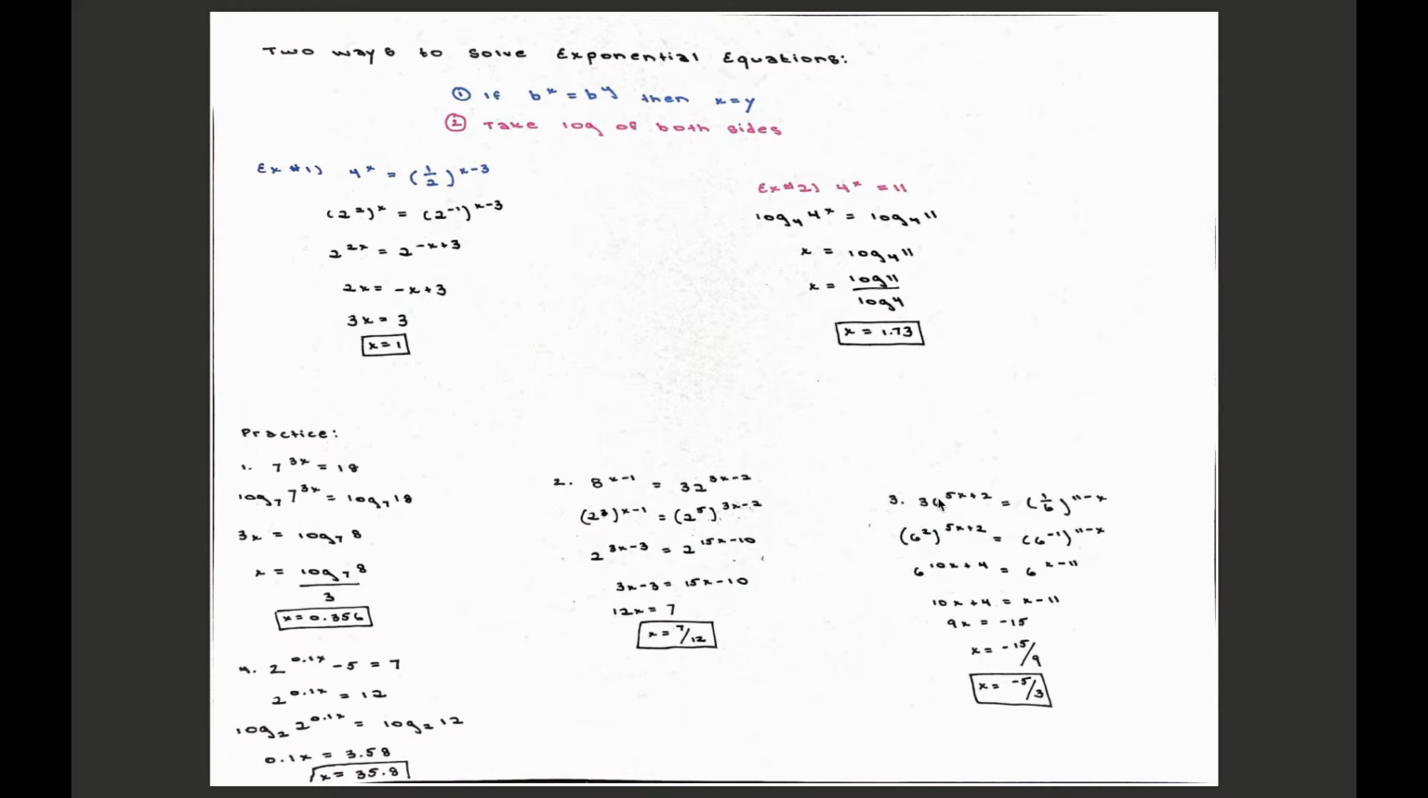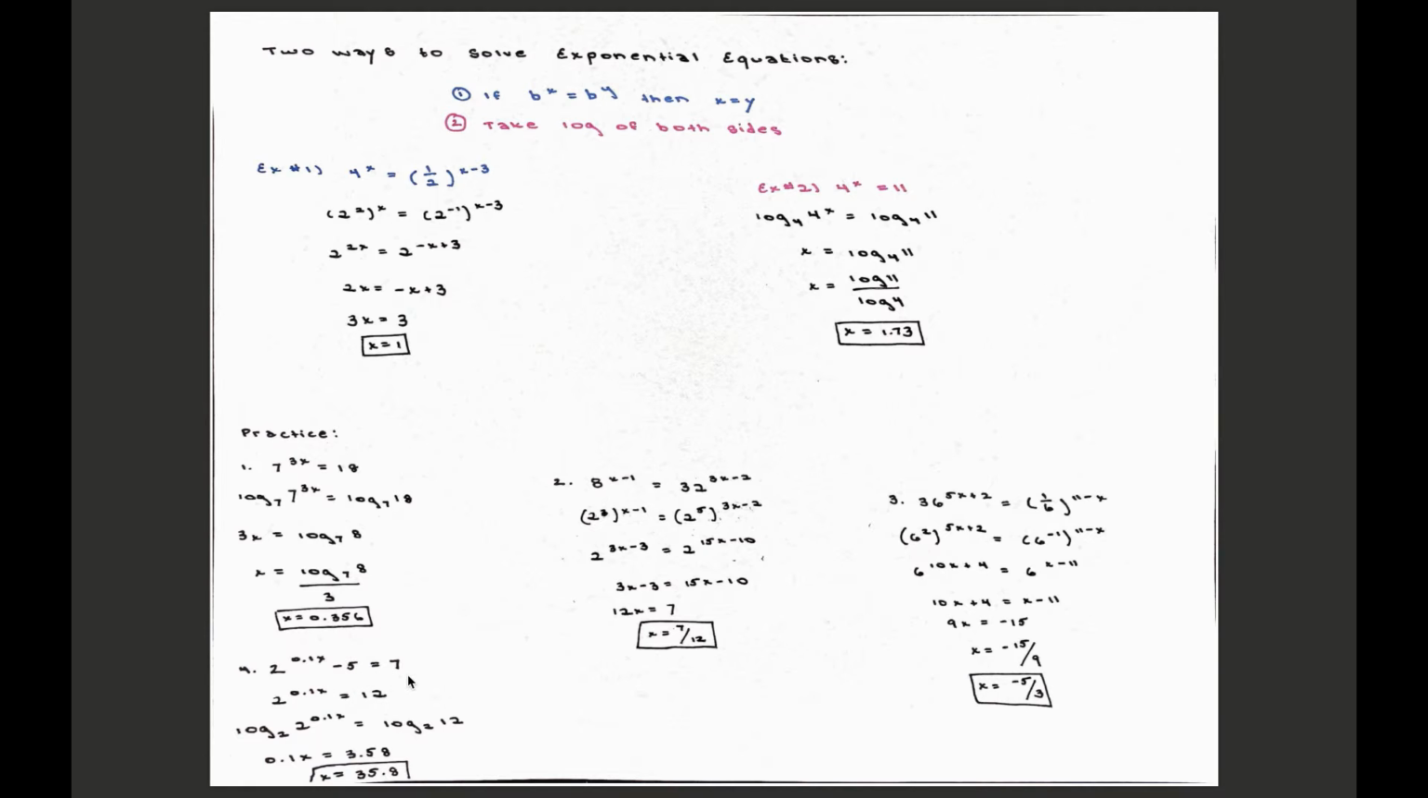For number 3, again, I recognize I can have the same base, and it's going to be 6. So here, 36, to make it the same base, is going to be 6 squared. Here, to make 1/6, it's going to be 6 to the negative 1. So I'm going to multiply my exponents. I get 10x plus 4 equals x minus 11. Okay, I'm going to set those equal because they are, and I can solve it, and I get negative 5/3 when I reduce.